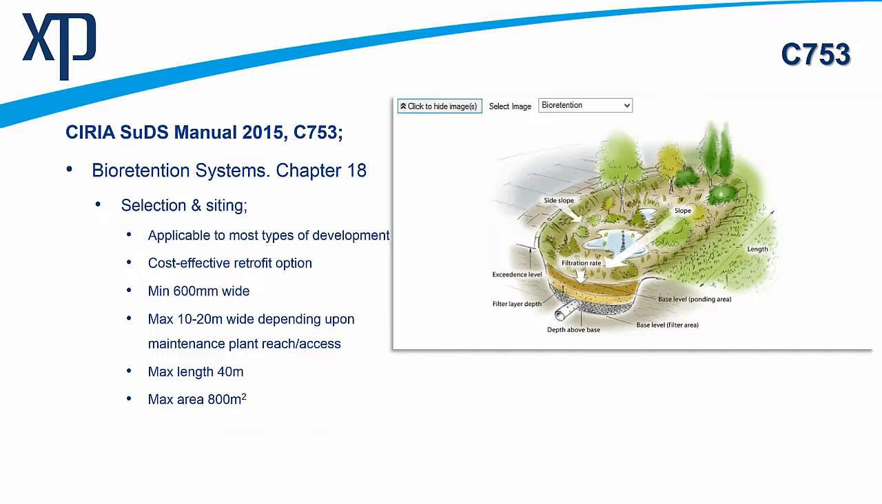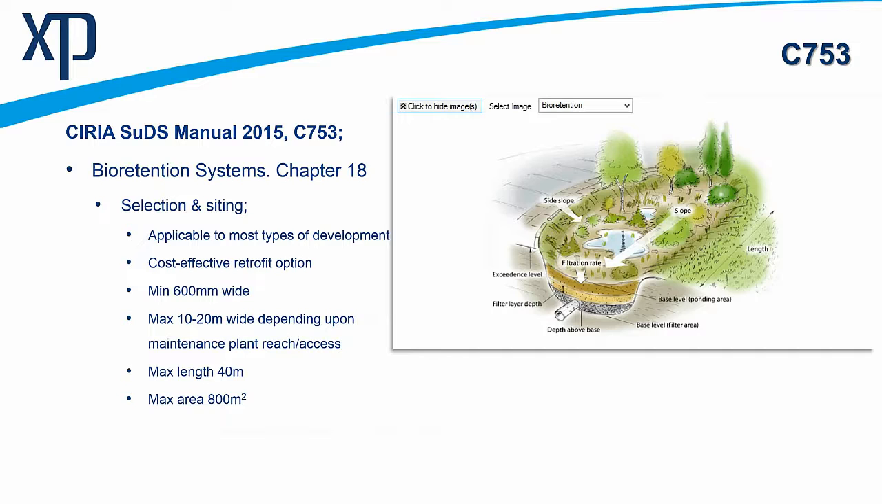This has been some of the experience coming back from the Rainscape project that Welsh Water have very well done in South Wales. The sizes of the structures, they're saying typically 600 millimeters width minimum would be good. These are not hard and fast rules, but just good guidance. Maximums, we're looking at sort of 10 to 20 meters wide maximum, depending on the maintenance plant, really.